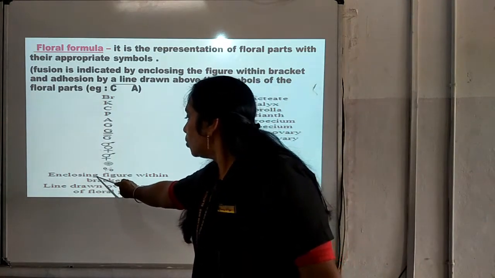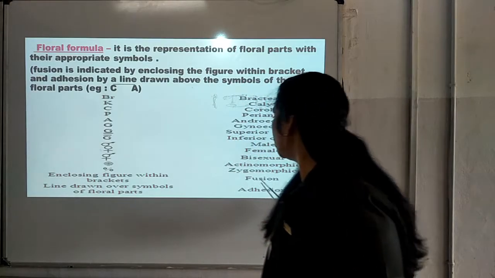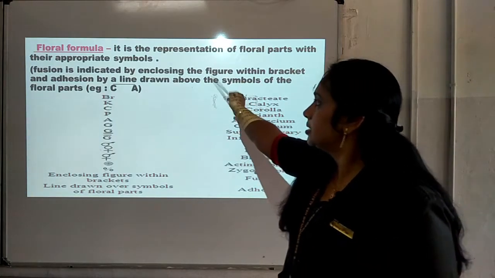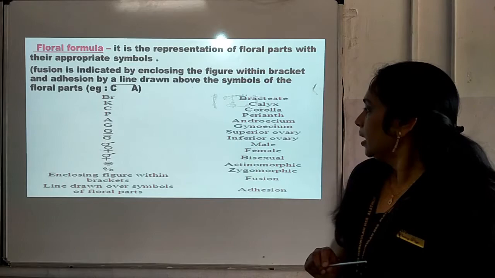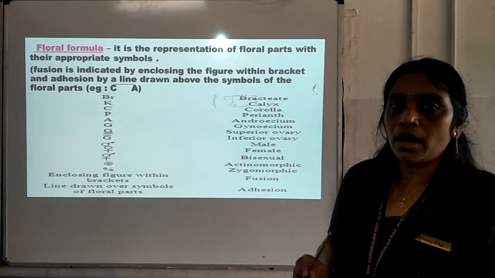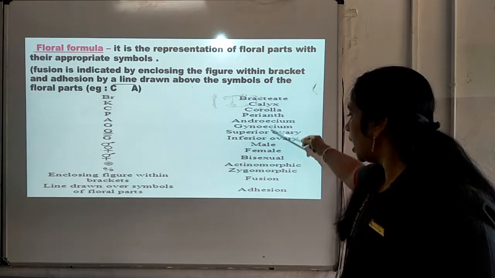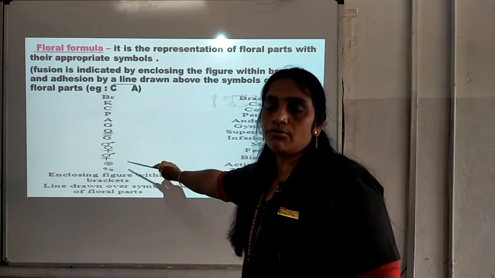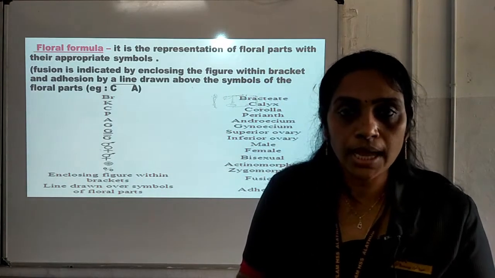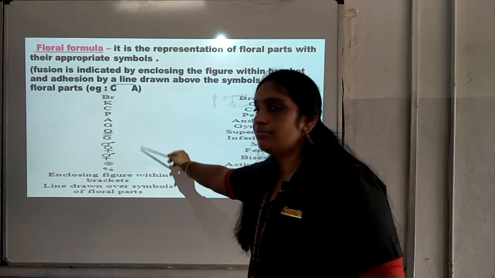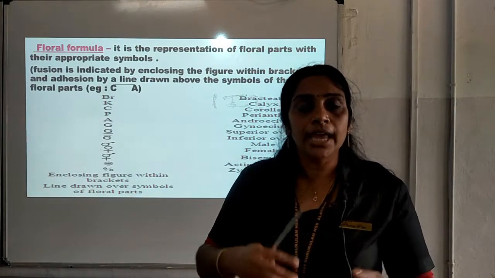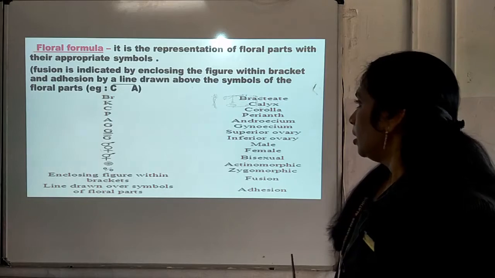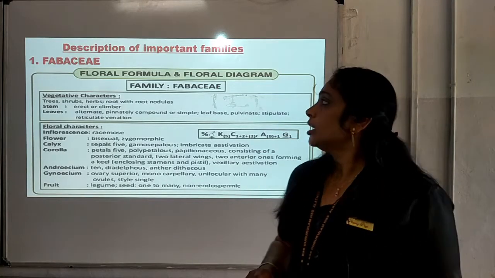Now, next one is enclosing figure within the bracket is fusion, and a line drawn over the symbol of a floral part is adhesion, that already we have discussed on the top part. So, I think, my dear children, you have understood about the symbols related to the parts seen in the flower of a plant. These symbols are very important for making a floral formula, and with the help of the floral formula, the floral diagram is drawn. So, we can see the description of important families.